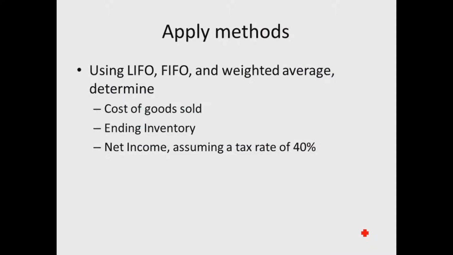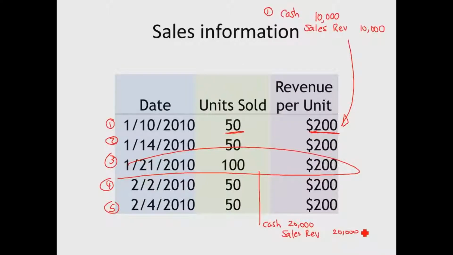Let's say we use LIFO, FIFO, and weighted average, and I want to determine my cost of goods sold, my ending inventory, and my net income, assuming I have a tax rate of $40,000. So let's just go back here, we have 100, 200, 300. Okay, how much is our total revenue for this period? 60,000. Does it matter whether we've chosen FIFO, LIFO, weighted average, any other technique? No. Customers come in, they give us $200 a book, we sell 300 books, that's it. That's what we get in revenue.